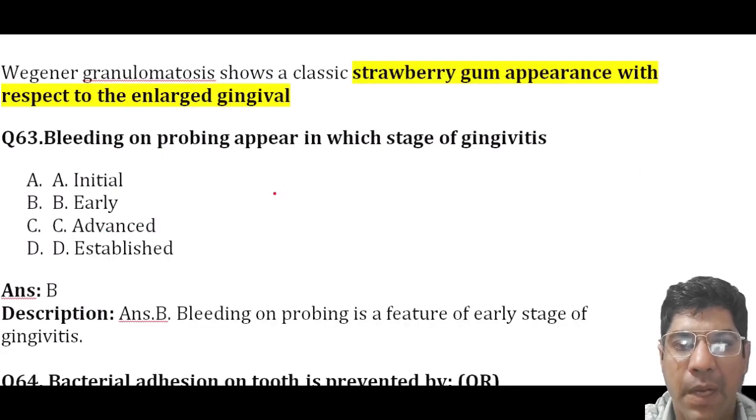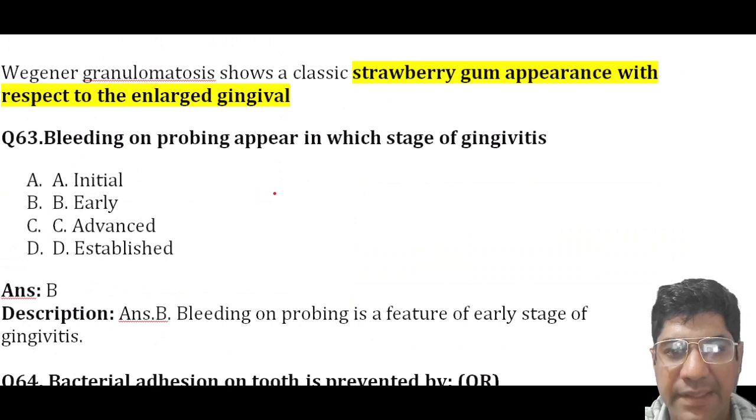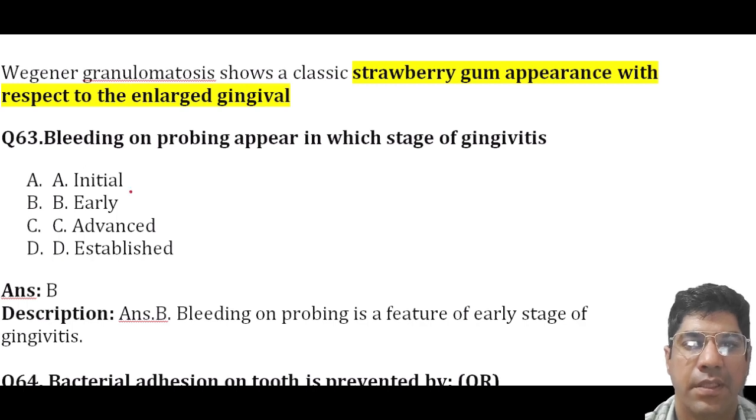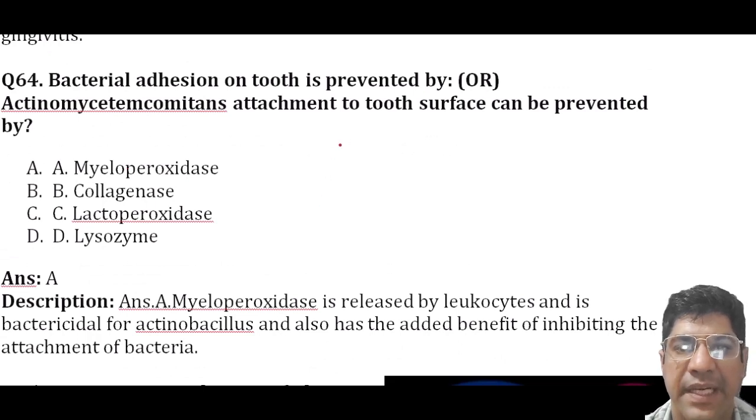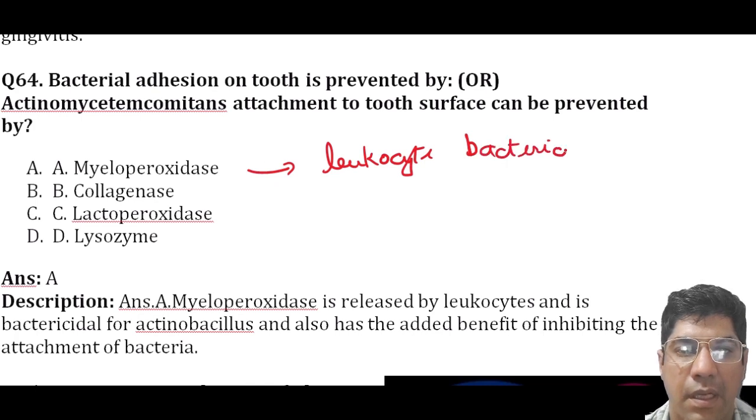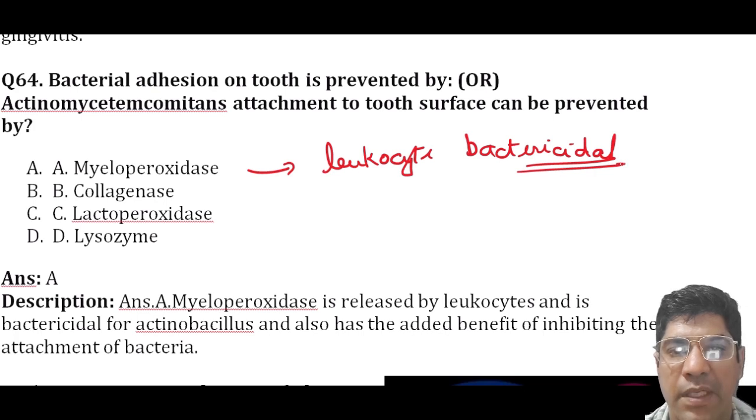Bleeding on probing appears in which stage of gingivitis? It is seen in the early stage of gingivitis. Bacterial adhesion on teeth is prevented by myeloperoxidase. Myeloperoxidase is an enzyme released by leukocytes and has bactericidal properties. Myeloperoxidase can inhibit the attachment of bacteria to the tooth surface.